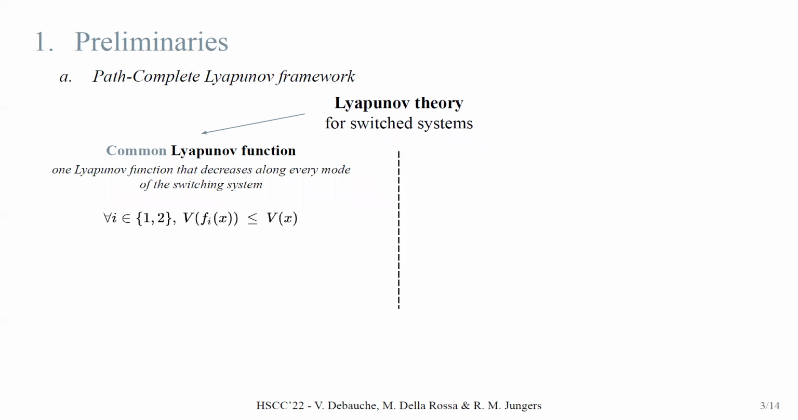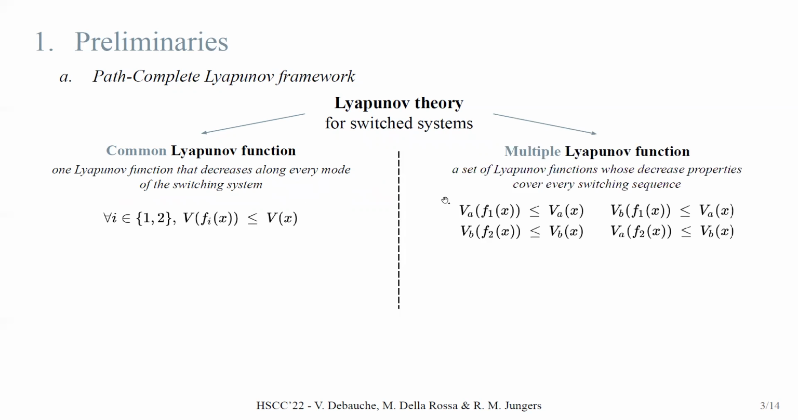This tool is quite powerful because the existence of a common Lyapunov function is a necessary and sufficient condition for the stability, but it usually requires looking for complex functions, and the computational cost makes it hard to find one in practice. The second method, which has been introduced as an alternative to the first one, is a kind of generalization, since we are looking for a multiple Lyapunov function, which means a set of Lyapunov functions whose decreasing properties cover every switching sequence.